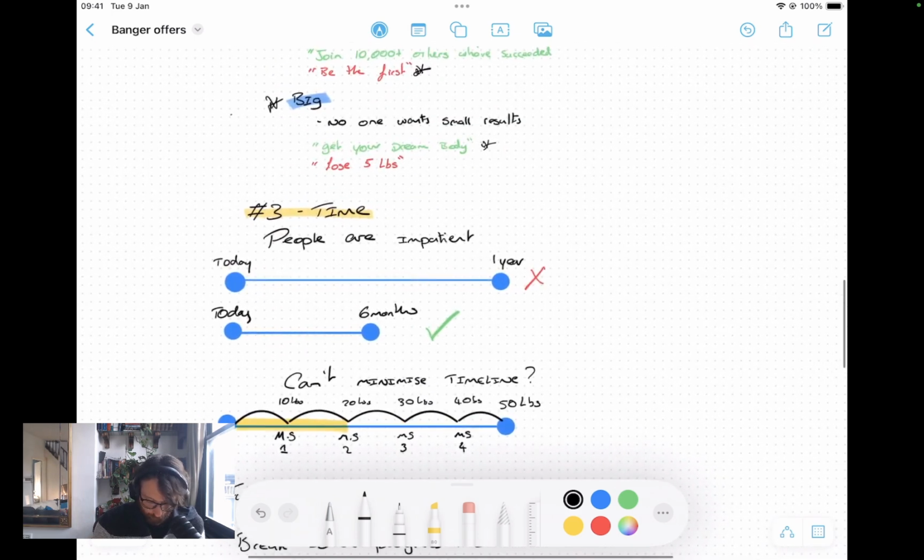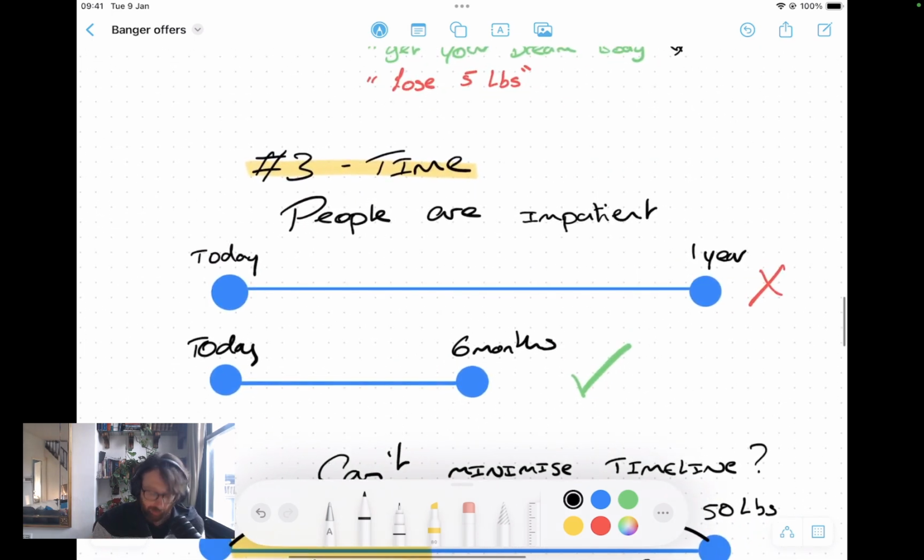The other thing that you want to look at when you're doing these offers is the time. Generally, people are quite impatient. If you have the same offer and people start today and they get the result in 1 year, and then there's another offer which is exactly the same, and they get the same result in 6 months, they're always going to go with the one with the shorter timeline. People are impatient, they want to see results.